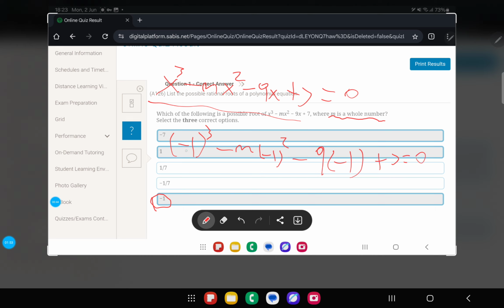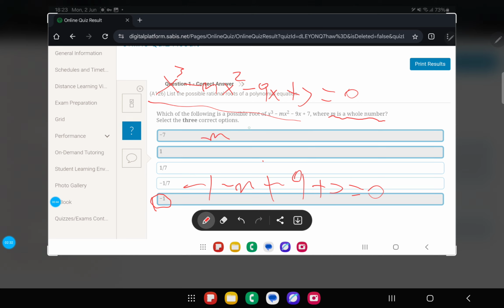Now negative 1 cubed stays the same, negative 1. Minus m times negative 1 squared: negative 1 squared ends up as a positive 1, so it's just going to be minus m. Minus 9 times negative 1, that's 9 times negative 1, is just going to be positive 9, plus 7 equals 0. Now we're going to raise this to make some space. Now let's find m.